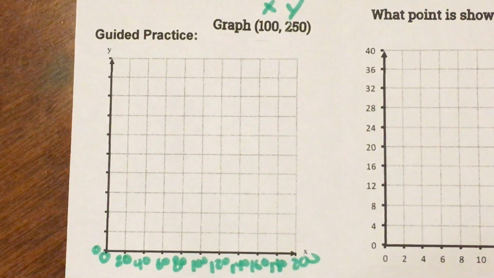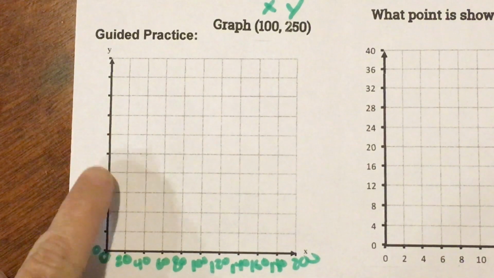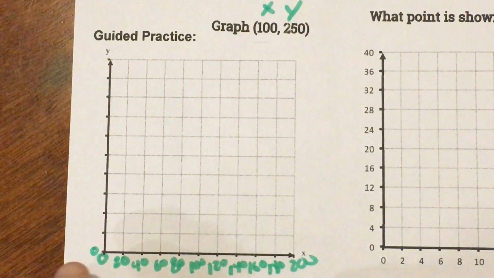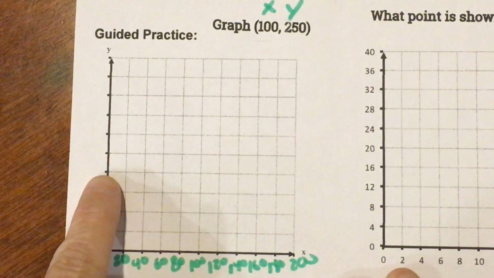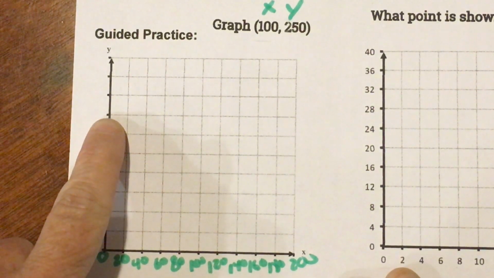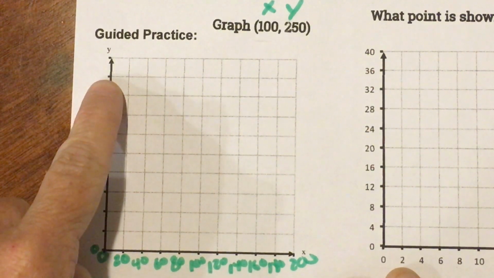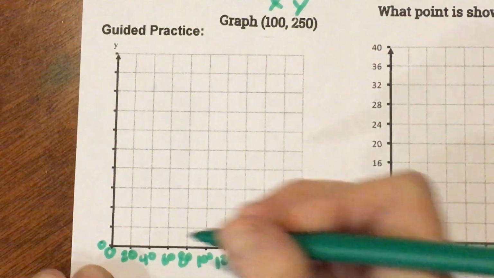I'm thinking a good choice would be 50s. I could count by 50s and go 50, 100, 150, 200, 250. I could also count by 25s maybe. Let's check it. 25, 50, 75, 100, 125, 150, 175, 200, 225, 250. Ooh, it just barely fits. Those I think are the best choices. Why don't we go with 50?